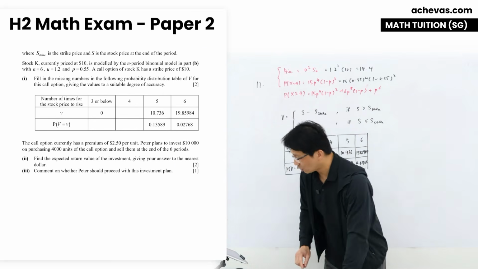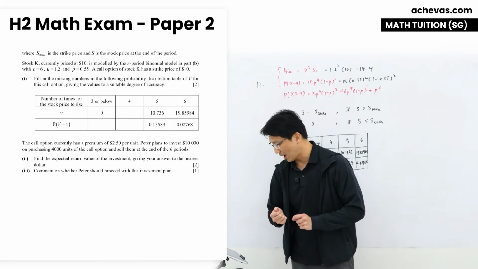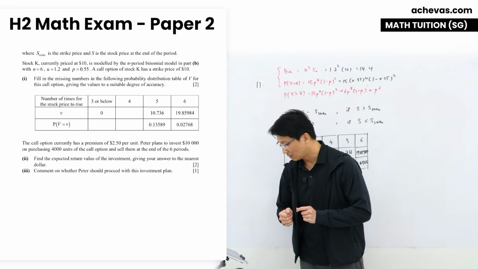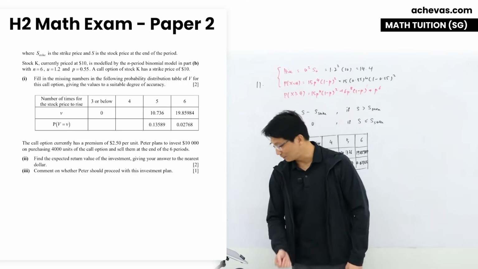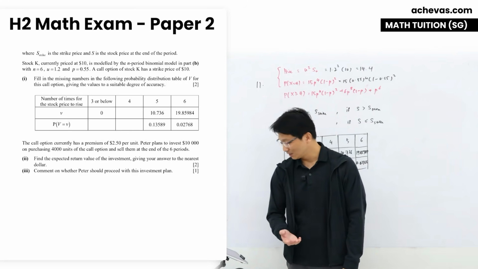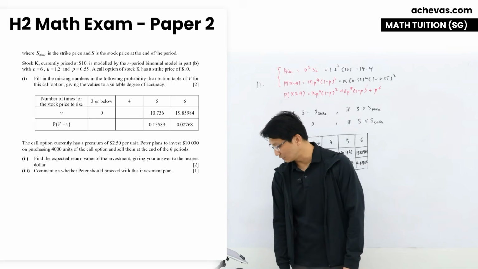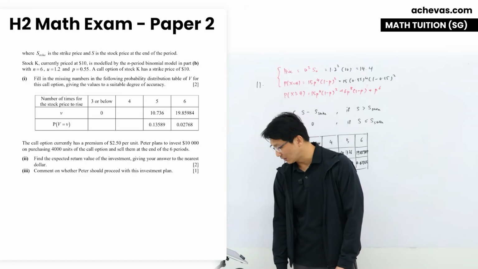And now the call option currently has a premium of $2.50. And Peter plans to invest $10,000 on purchasing 4,000 units. It makes sense because 1 unit is $2.50. If you have $10,000, 10,000 divided by 2.5, you end up with 4,000 units of these call options. And he's going to sell them at the end of 6 periods. Find the expected return value of this investment, giving your answer to the nearest dollar.